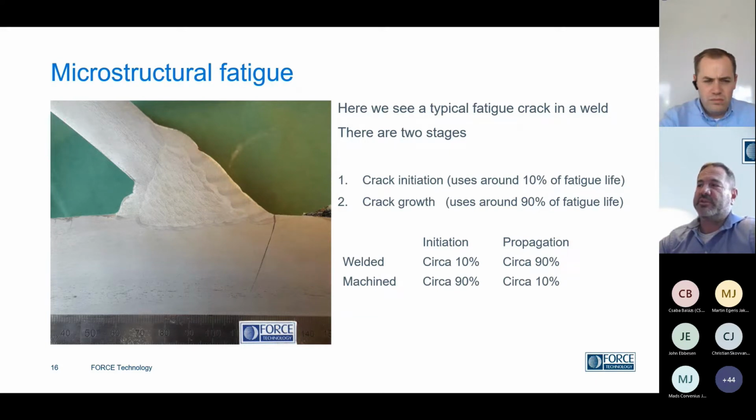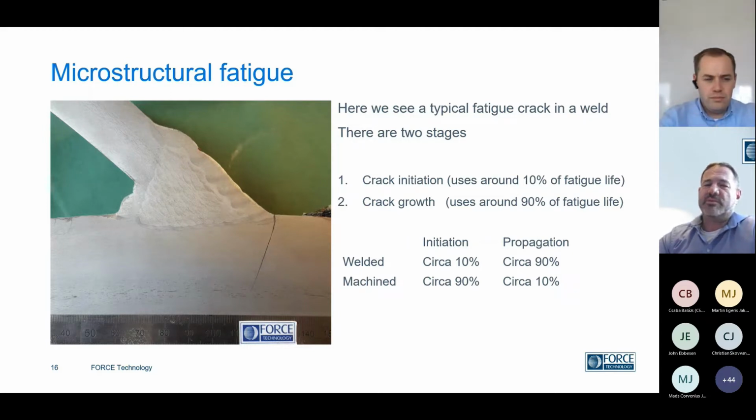Let me explain it differently. It means that to originate, to create the crack, it's pretty quick and not a lot of energy goes in there. All the energy is consumed during crack growth, because in a weld we have a lot of small defects, and these defects then have to link up, and the crack has to grow through that.